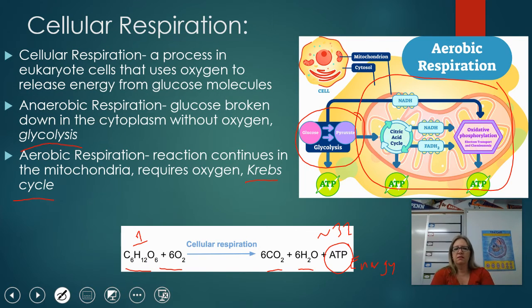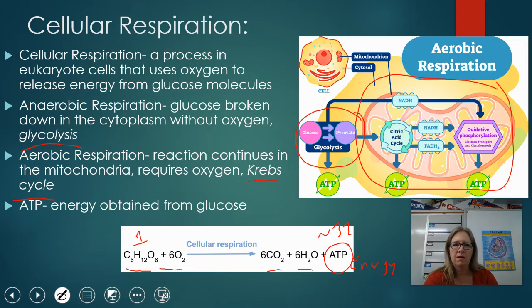Both glycolysis and the Krebs cycle are pretty complicated chemical reactions. You'll probably learn more about those in high school. Certainly, if you take biology in college, you'll learn more about those. Just keep the names in mind for now, okay? And then again, there's that ATP. The ATP stands for adenosine triphosphate. You don't need to know that. And you get about 32 of those from one molecule of glucose.